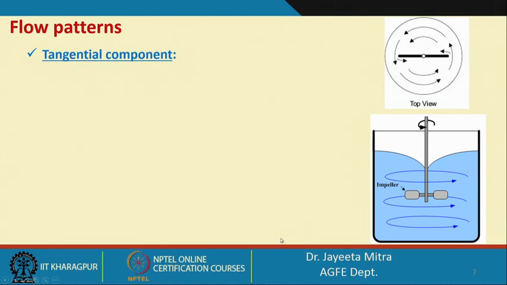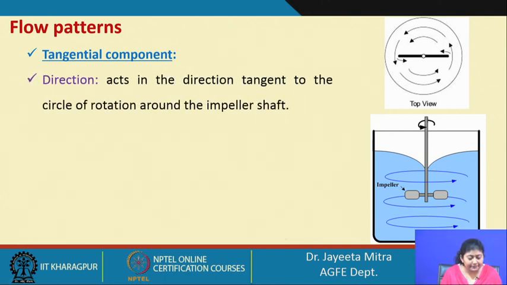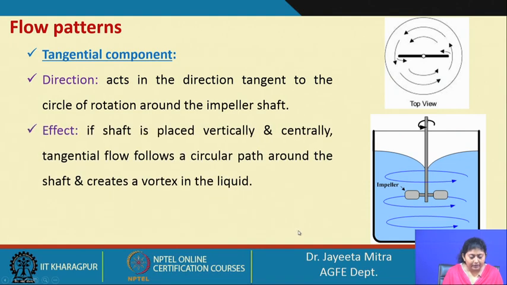So, if it happens, how is it going to affect the fluid mixing or flow pattern? This acts in the direction tangent to the circle of rotation around the impeller shaft. And if the shaft is placed vertically and centrally, tangential flow follows a circular path around the shaft and creates a vortex in the liquid. Okay. So, creation of the vortex will be beneficial because then the mixing will be good.